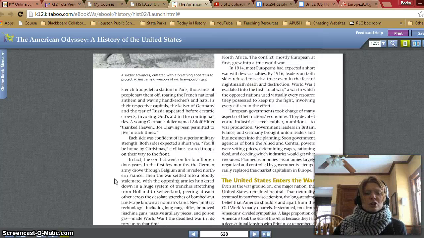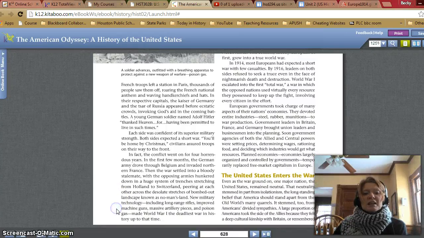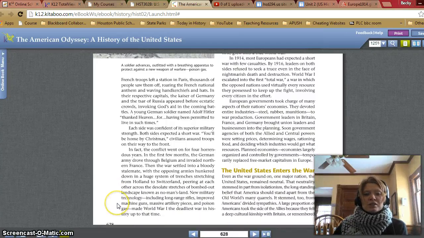In the first months, the German army drove through Belgium and invaded northern France. Then the war settled into a bloody stalemate with the opposing armies hunkered down in a huge system of trenches stretching from Holland to Switzerland, peering at each other across the desolate stretches of bombed out landscape known as No Man's Land. New military technology, including long range rifles, improved machine guns, massive artillery pieces, and poison gas, made World War I the deadliest war in history up to that time.